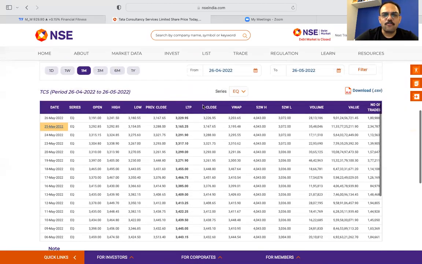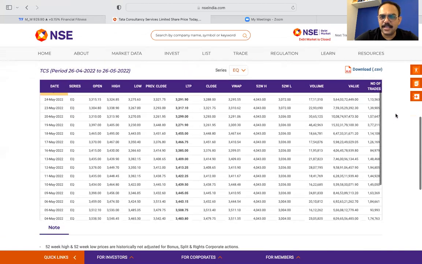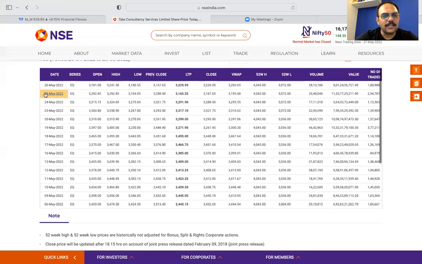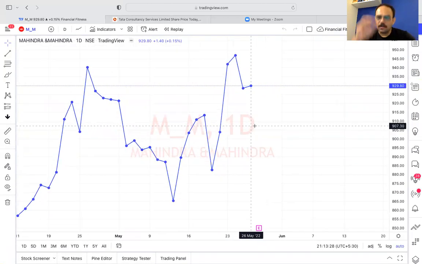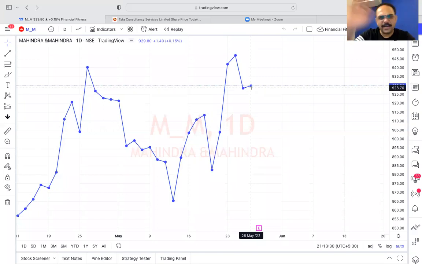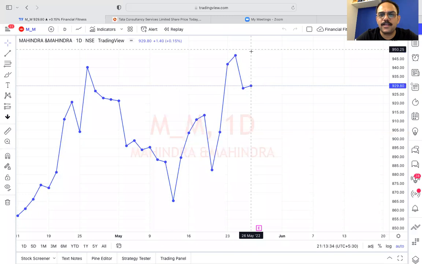Now, if the same data with the date and closing price is put on this chart, TradingView will take care of it. It picks up the closing price. So when I'm taking the mouse, don't look on the right side. When I keep the mouse here, look at the value here. This will be the actual close price.